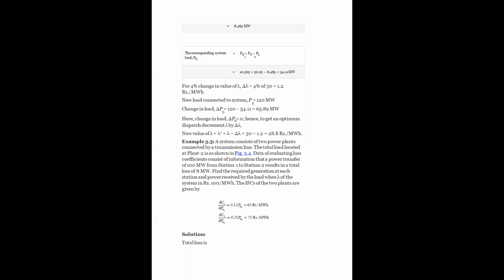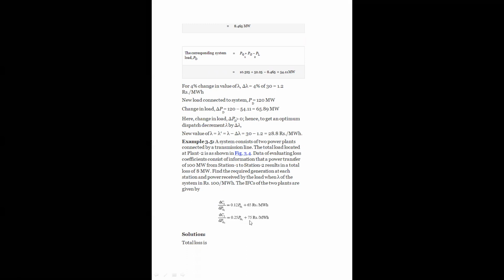First, the incremental fuel cost characteristic equations are given directly. Incremental fuel cost dC1 by dPG1 is equal to 0.12 PG1 plus 65 rupees per megawatt hour. Next, dC2 by dPG2 is equal to 0.25 PG2 plus 75 rupees per megawatt hour.